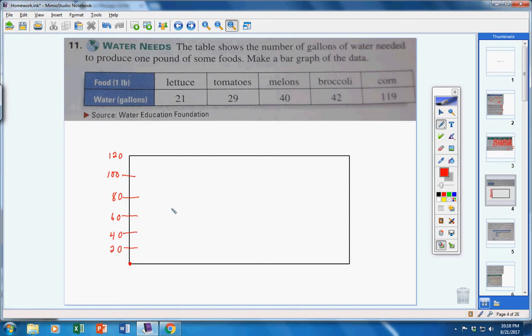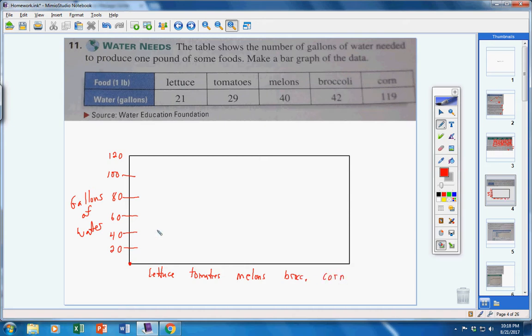Alright, now let's label this, okay? So I'm going to put, what are these numbers? Gallons of water. So I'm going to put gallons of water. Okay, now lettuce will come first, and then tomatoes, melons, broccoli. I'm going to abbreviate that, I'm running out of room, and then corn.